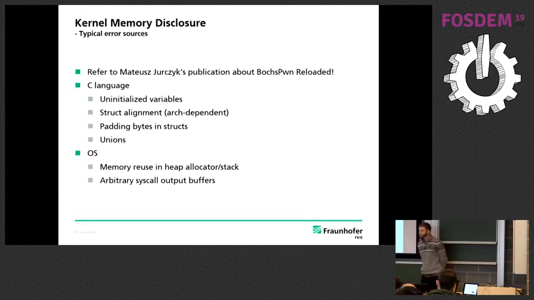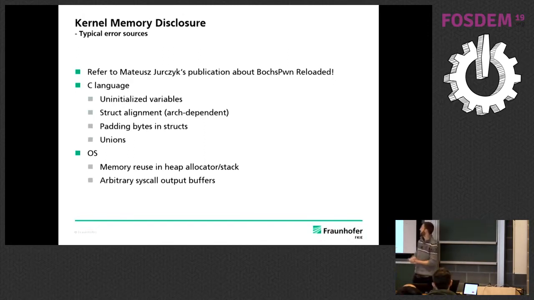Regarding typical error sources, there's a paper by Google Project Zero, about 20 pages just about typical problems of kernel memory disclosures, and this paper came out like half a year ago in summer 2018. So everybody who's working on low-level stuff, I can definitely recommend reading it, and afterwards you will know a lot about this kind of bug class. But in general, it boils down to stuff in the C language again.